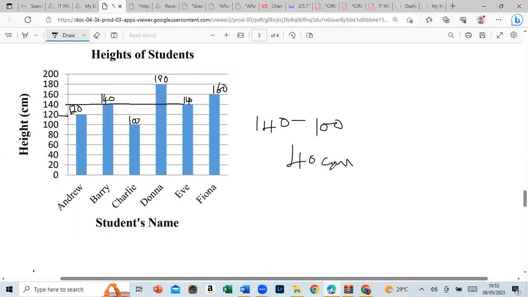Why does my M look like that, guys? Why does my M look like that? There we go.